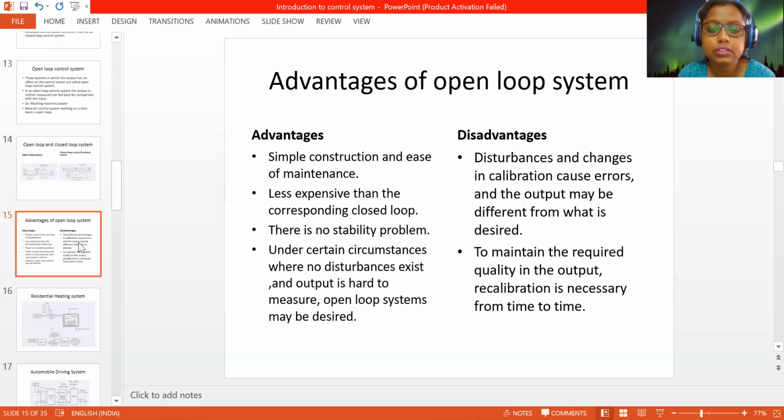Advantages of open loop system: simple construction and ease of maintenance. It is less expensive than a closed loop system. There is no stability problem. Under certain circumstances where no disturbances exist and the output is hard to measure, open loop systems may be desired. Disadvantages: disturbances and changes in calibrations cause errors, and the output may be different from what is desired. To maintain the required quality of output, recalibration is necessary from time to time. So these are the different advantages and disadvantages of open loop system.